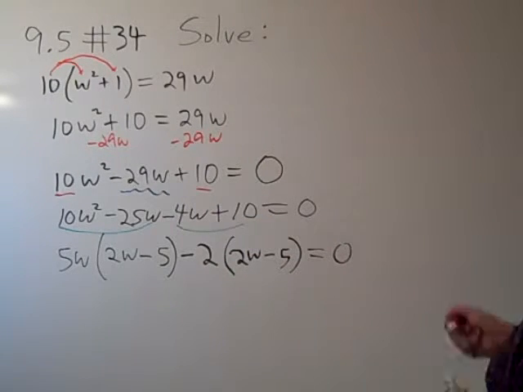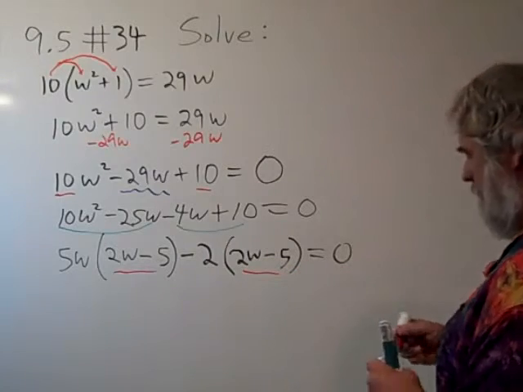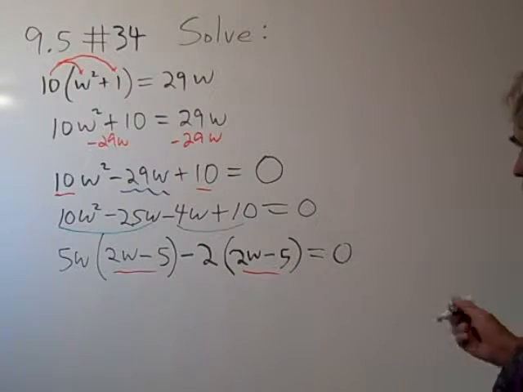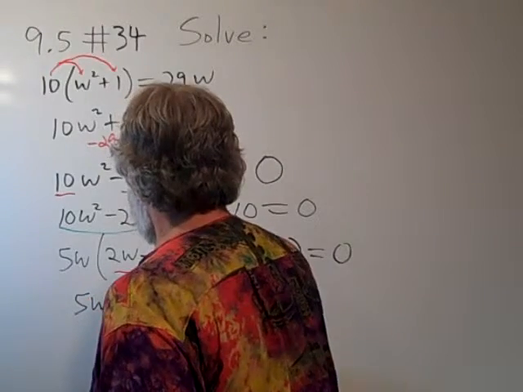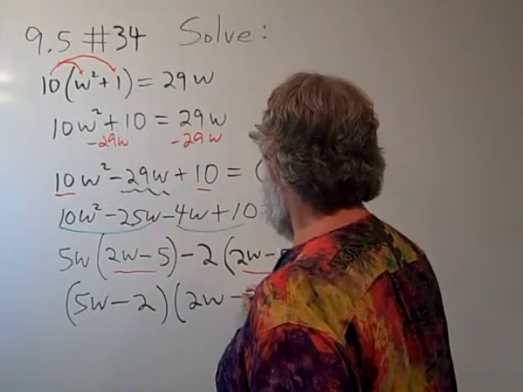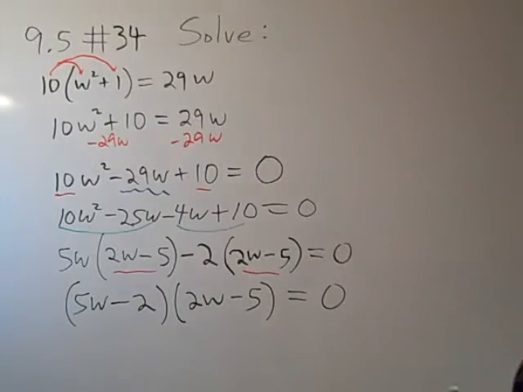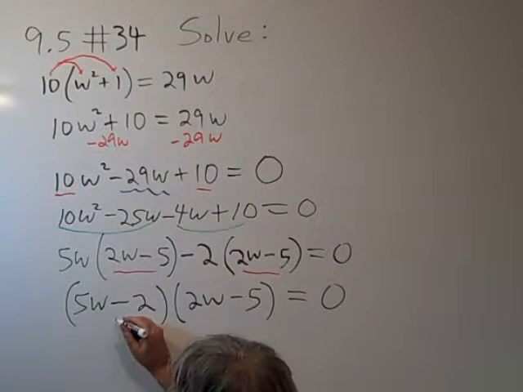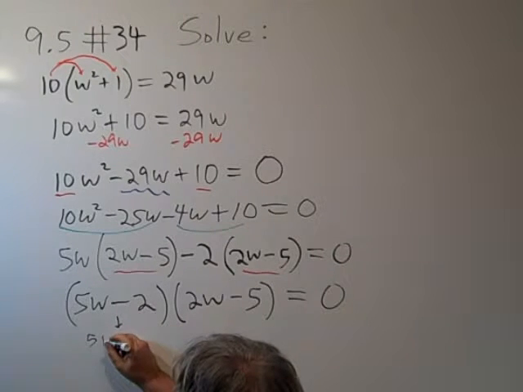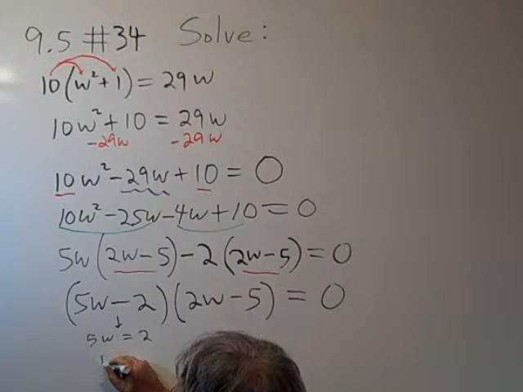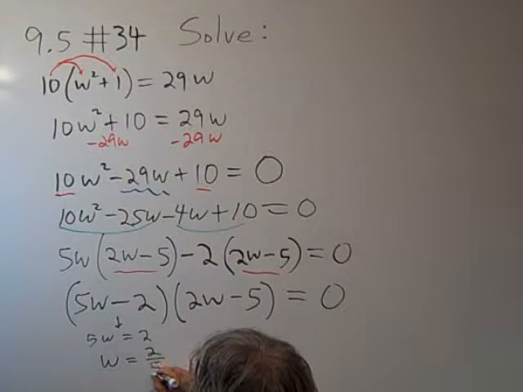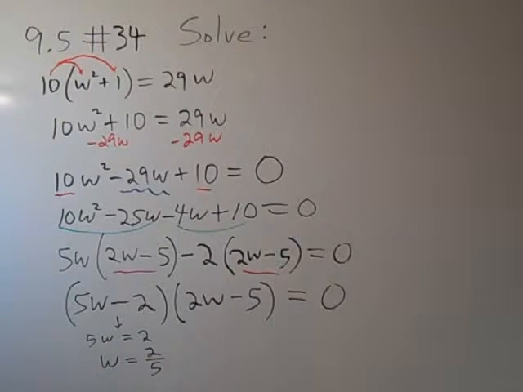So now we can factor out that 2w minus 5, which is a factor in both terms. So we end up with 5w minus 2 times 2w minus 5 equaling 0. And each of those factors will give us one of the roots. If this is 0, then 5w is equal to 2, and w there is equal to 2/5. So there's one of the possible solutions for w. That will make this factor 0.